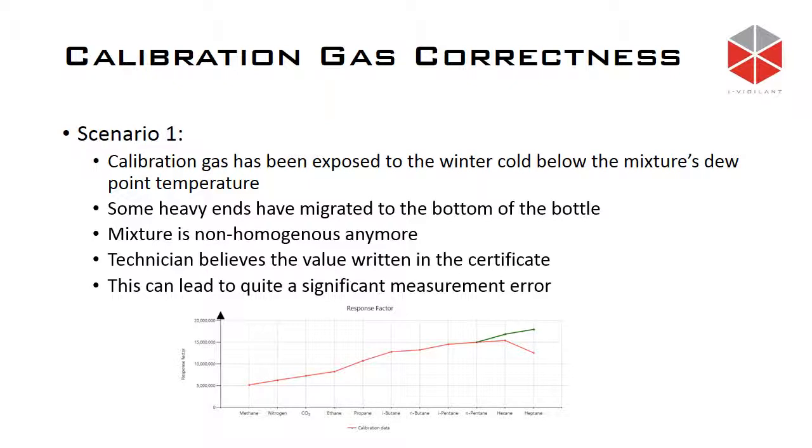And what people do as well is, if they see something wrong, they sometimes do it again and again to see the repeatability of it. If it's repeatable, it must be right, although it's actually wrong. And this can lead to something like this. As you can see in the chart, the red line is the actual one, and the green one is what should happen. And this can lead to quite a significant measurement error.